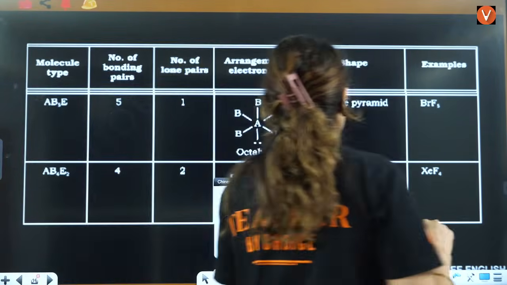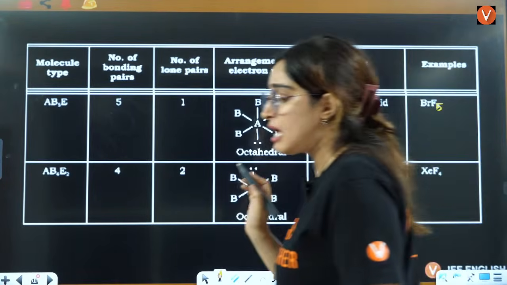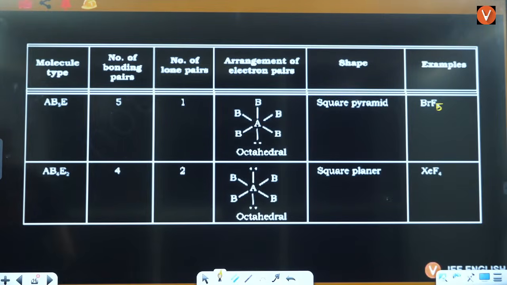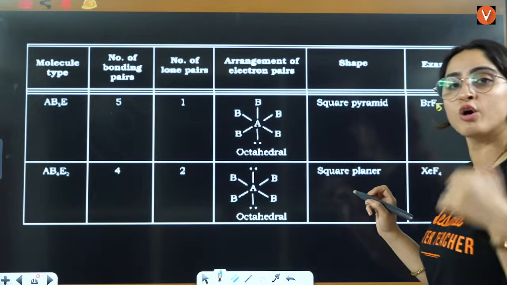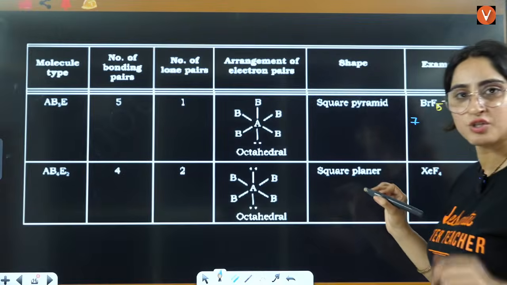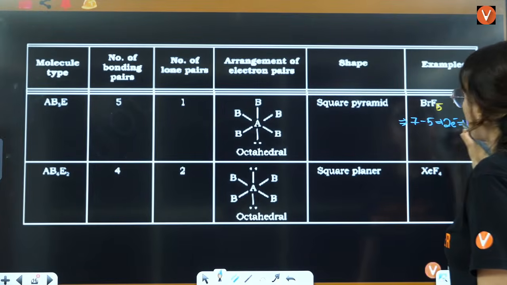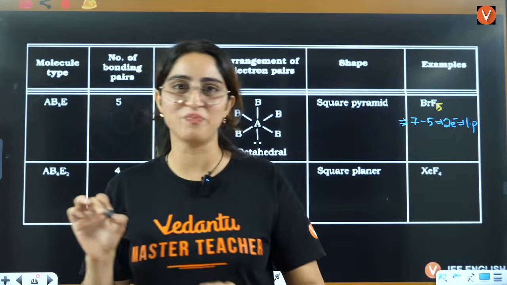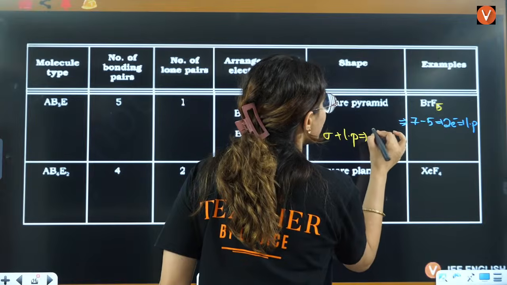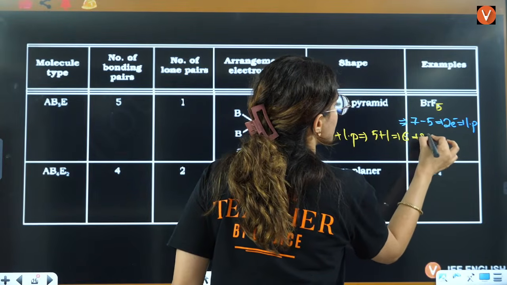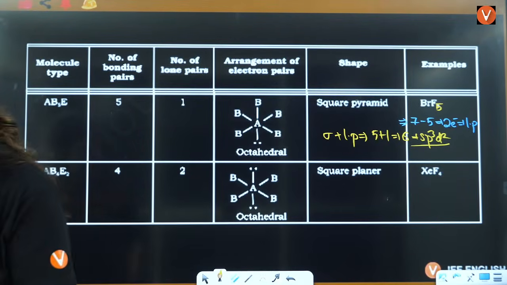Now some other examples, like you have BrF5. Let's first see how you calculate it. Bromine belongs to group number 17, so it has 7 outermost electrons. 5 are occupied, so 2 electrons are left, that means 1 lone pair. Sigma plus lone pair: sigma is 5, lone pair is 1, so it is 6, going to be sp3d2.